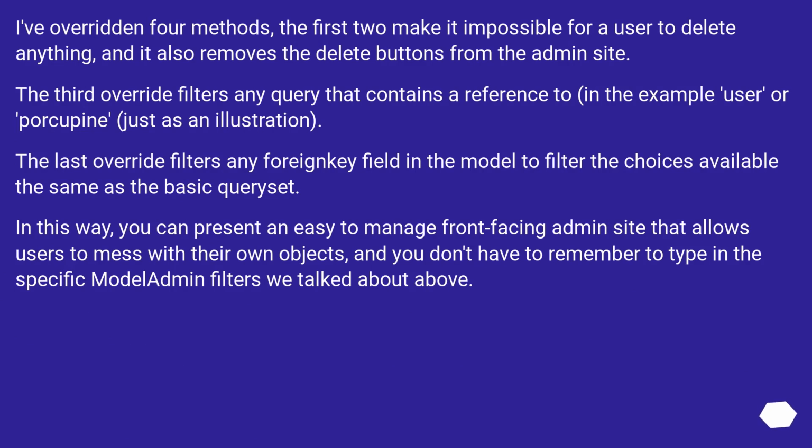The third override filters any query that contains a reference to, in the example, user or porcupine, just as an illustration. The last override filters any ForeignKey field in the model to filter the choices available the same as the basic queryset. In this way, you can present an easy-to-manage front-facing admin site that allows users to mess with their own objects, and you don't have to remember to type in the specific ModelAdmin filters we talked about above.